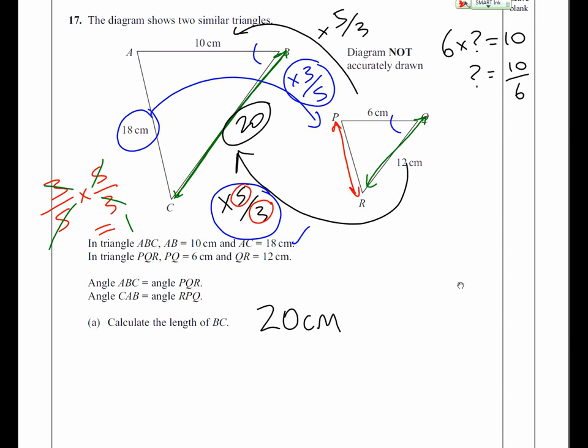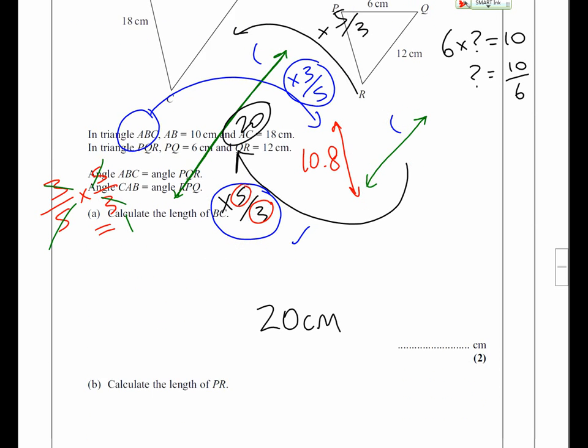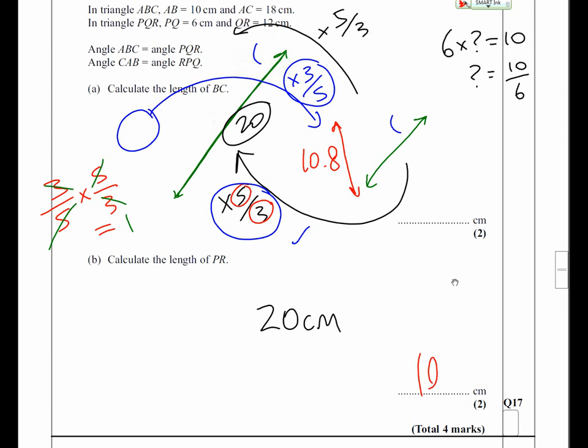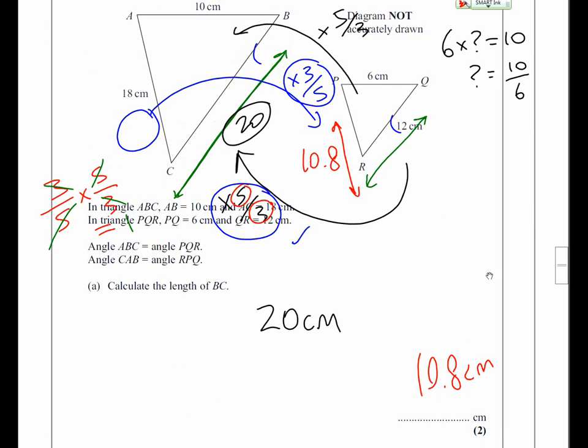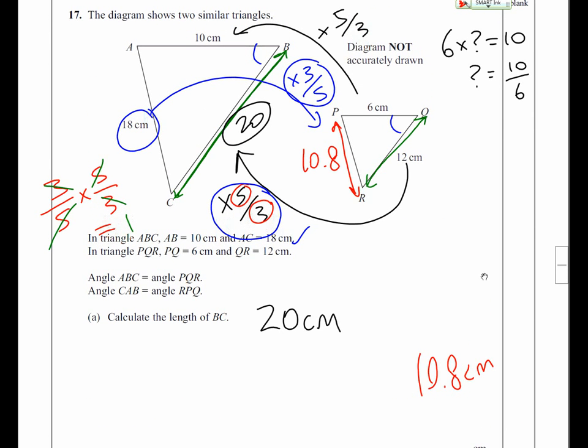So 18 times 3 over 5. On your calculator, you might as well. Gives you 10.8. So the next answer is 10.8 centimetres. Okay, is that the right way around? Let's just, yeah, I think that's okay.